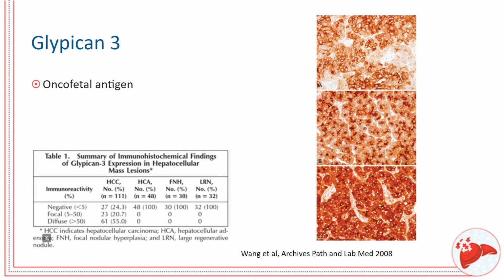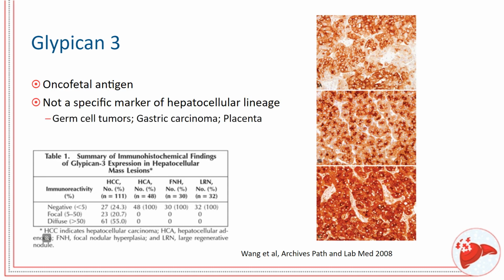So glypican-3 is an oncofetal antigen, so it's not expressed in normal liver outside of a couple contexts. If we focus on the context of a liver mass, it isn't specific to hepatocellular lineage, but is a feature of neoplasia. It can be expressed in germ cell tumors, gastric carcinoma, and placental neoplasms, so it's important to interpret IHC in context. But why it is helpful, glypican-3 that is, is that it is positive in hepatocellular carcinomas, and I would argue that a hepatocellular mass lesion positive for Hepar is likely to be malignant.